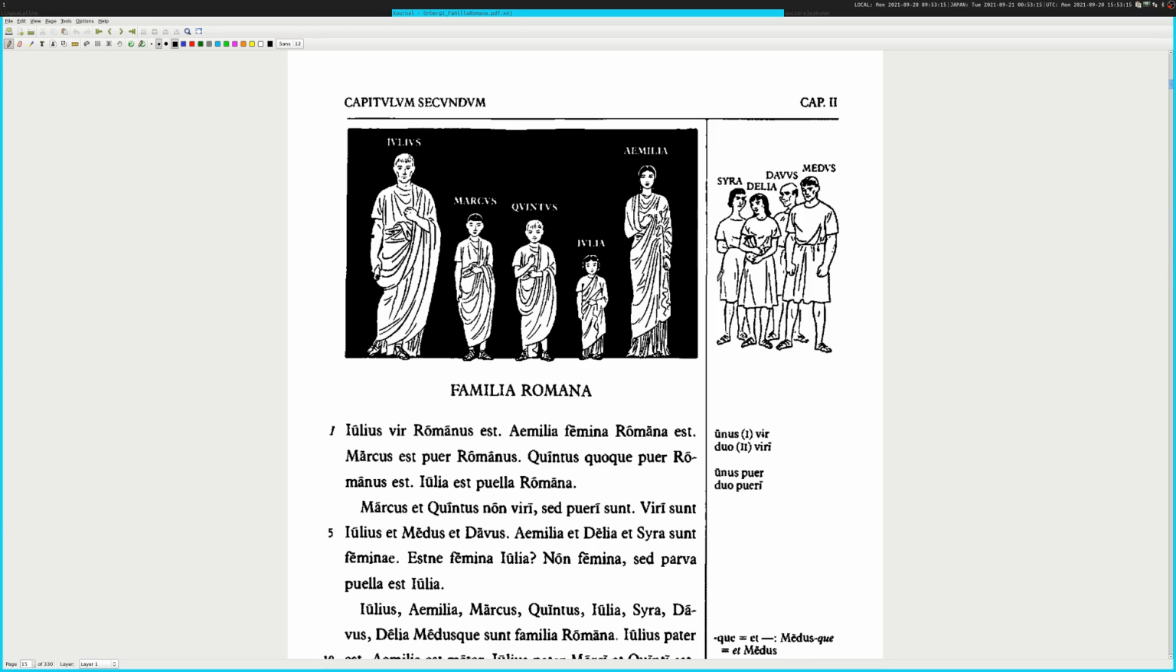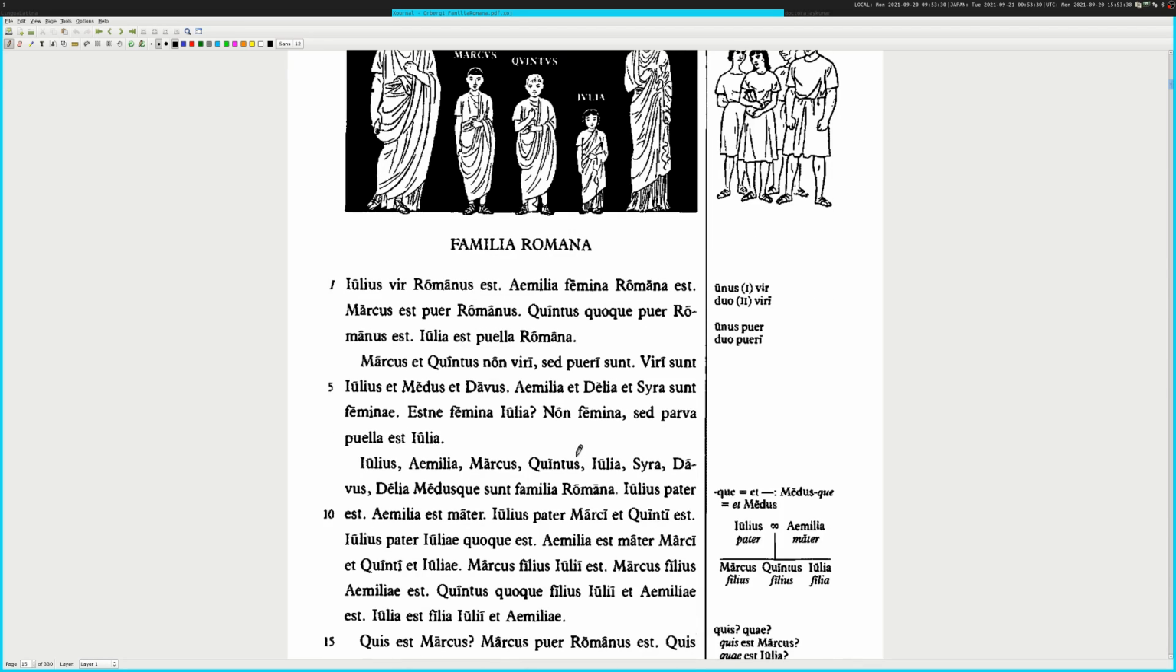Julius, Aemilia, Marcus, Quintus, Julia, Syra, Davus, Delia, Medus, -que. Okay, so -que is a particle. Medus is one of the characters. Medus, -que are the Roman family. Okay. Julius is the father. Aemilia is the mother. Okay. Got into here. Switch to green. Julius is the father. No. God damn it. Where am I?